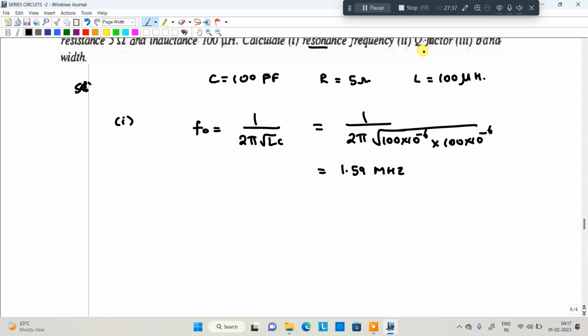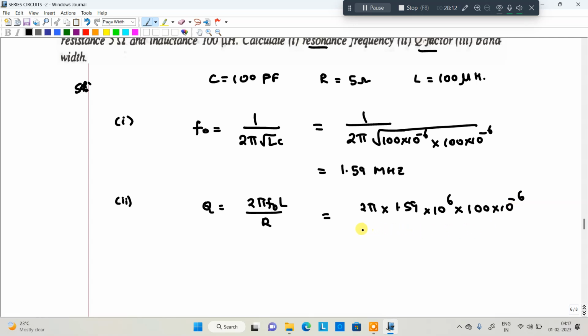And then the second one, they are asking about the quality factor Q. Quality factor Q is equal to 2 pi F naught L divided by R. Substitute the values. 2 pi F naught, where F naught is the resonance frequency 1.59 into 10 power 6 hertz, right? Into the L value, 100 into 10 power minus 6, divided by 5. That value will be 200. Okay, the quality factor is 200.